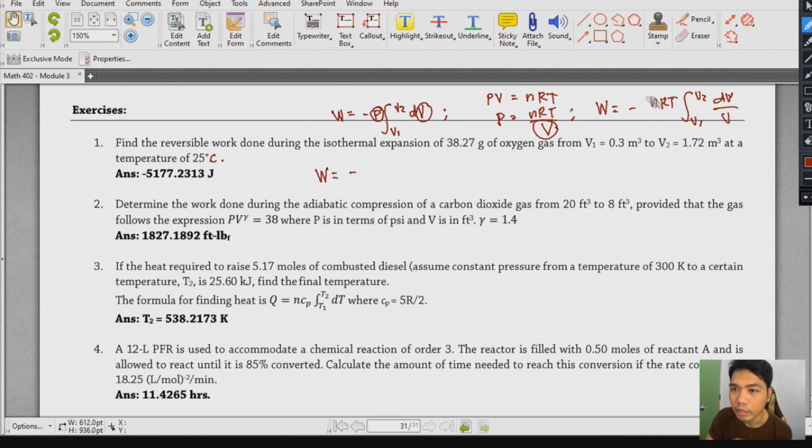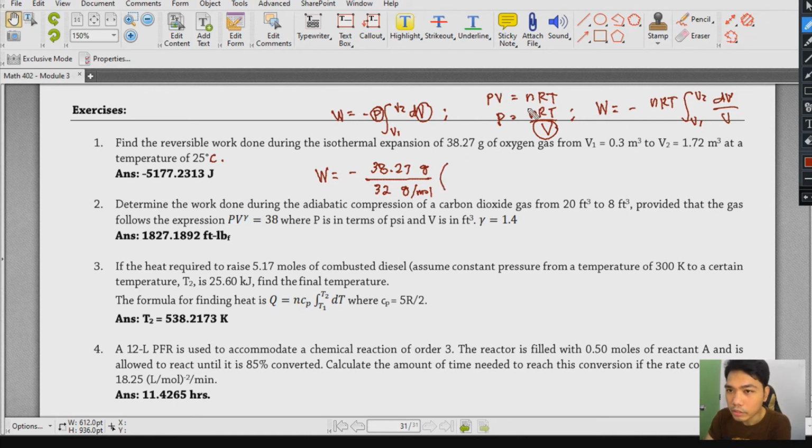So what is our number of moles? We have 38.27 grams, of course, grams. We have to convert this in terms of mole, because that's n. So what is the molecular weight of oxygen gas? That is 32, right? 32 grams per mole. Why 32? Because 16 times 2 is 32. This is a diatomic gas.